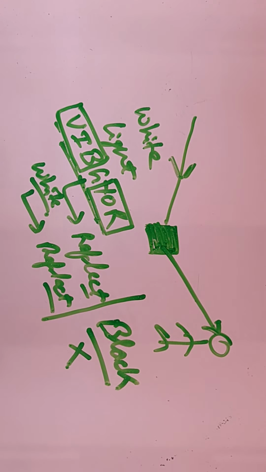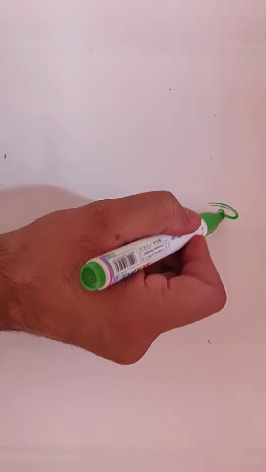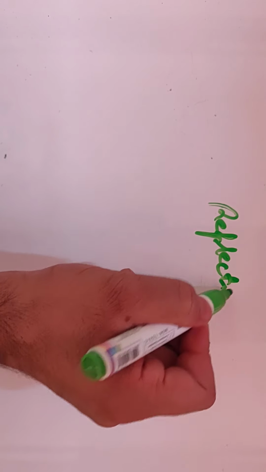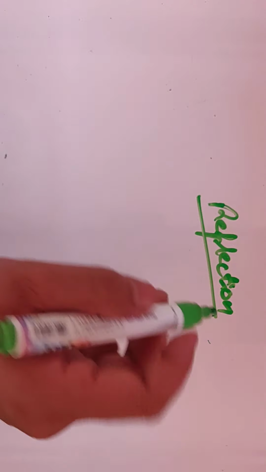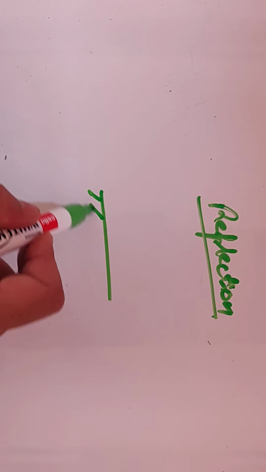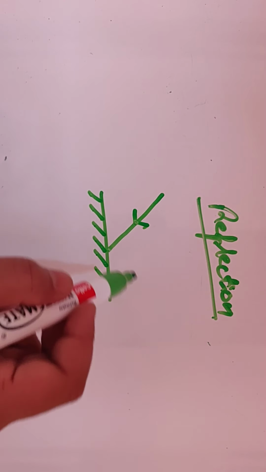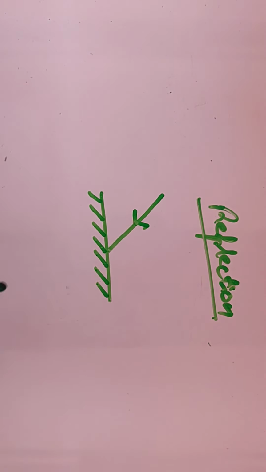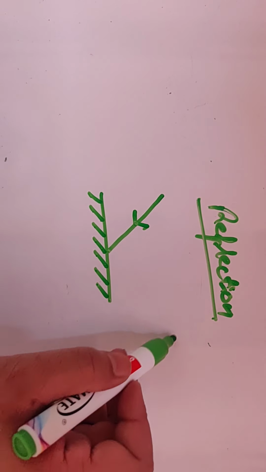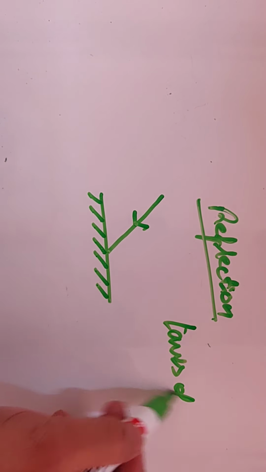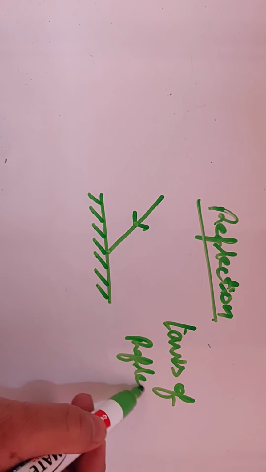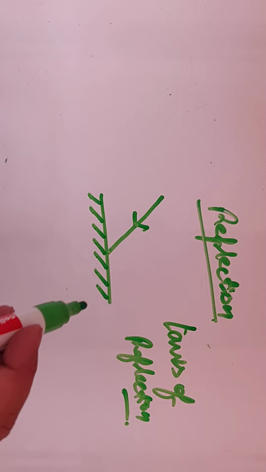Now let us go back to our more fundamental discussion, which is reflection. So what is reflection? Reflection is nothing but when a light ray falls on an object, it gets reflected. How is it reflected? For that we have 2 laws, which are termed as laws of reflection. What are those laws?